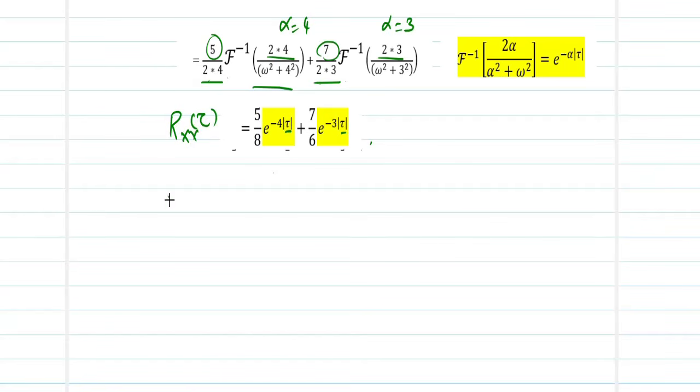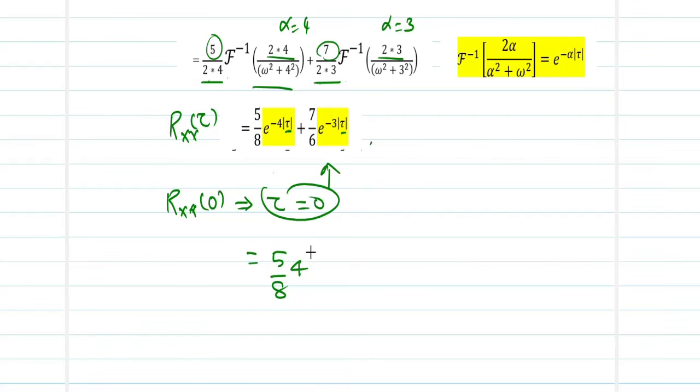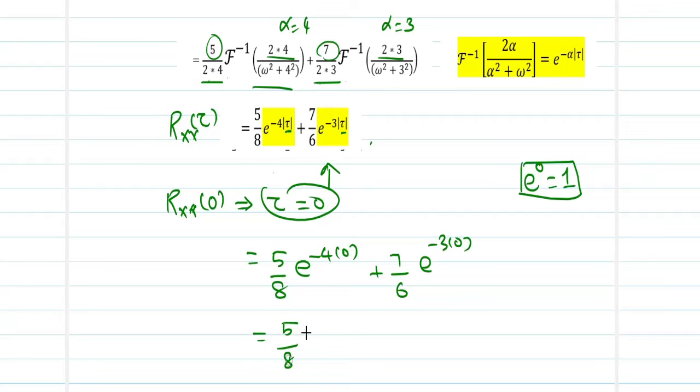But what is my requirement? My requirement is Rxx of 0. So I have to substitute tau equal to 0 in the above expression. This gives me 5 by 8 times e to the power of minus 4 times 0 plus 7 by 6 times e to the power of minus 3 into 0. We have to keep in mind what e power 0 is. E power 0 is 1. So on substitution, this gives me 5 by 8 times 1 plus 7 by 6 times 1.